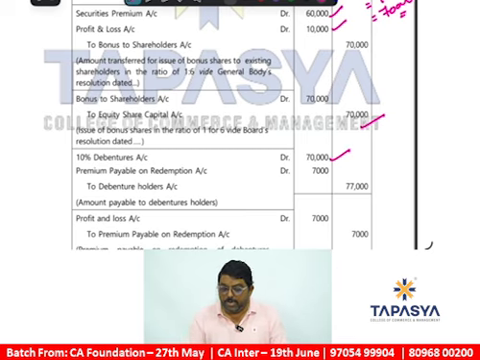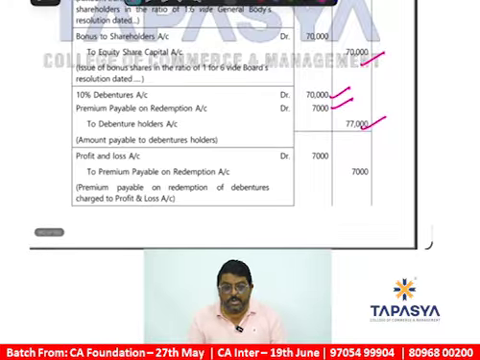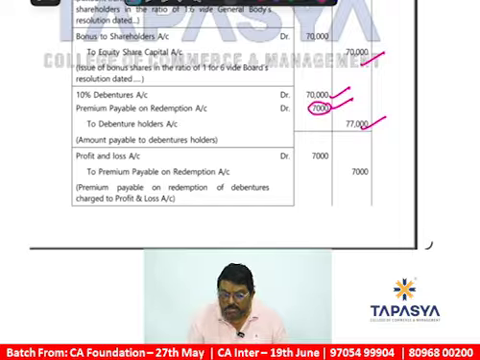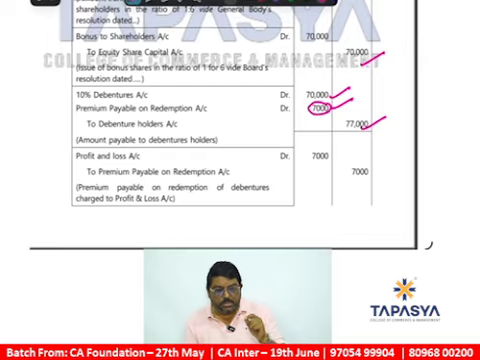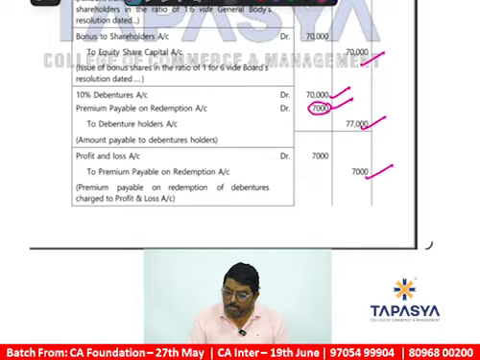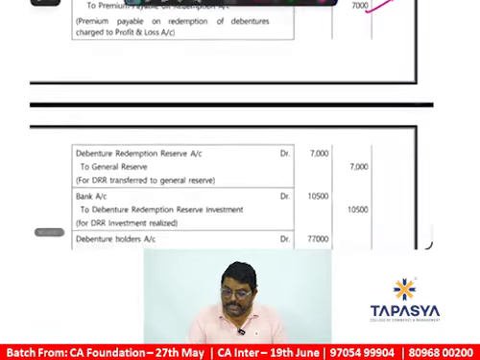70,000 debenture amount, 10% premium, totally 77,000. Transfer to debenture holder account. Payment to be done debenture holder to bank, of course. The extra payment what you have done, that should be debited to P&L. Redemption premium can be adjusted or charged to P&L account. P&L to premium on redemption of debentures.